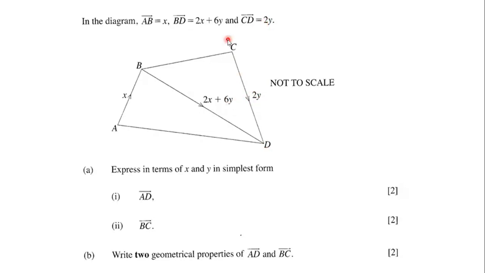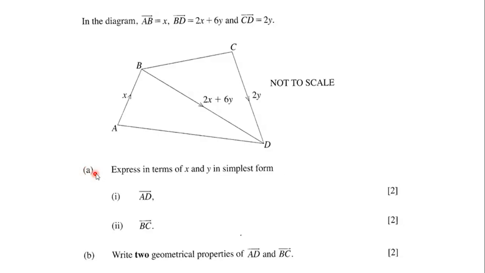And so they're saying, in light of this information, we want you to express AD and BC in terms of X and Y, but we want it in simplest form. So we want you to simplify what you get. That's what you have to do for A. And then for B, we want you to write two geometrical properties of AD and BC. So with this in mind, let us proceed in the following way.